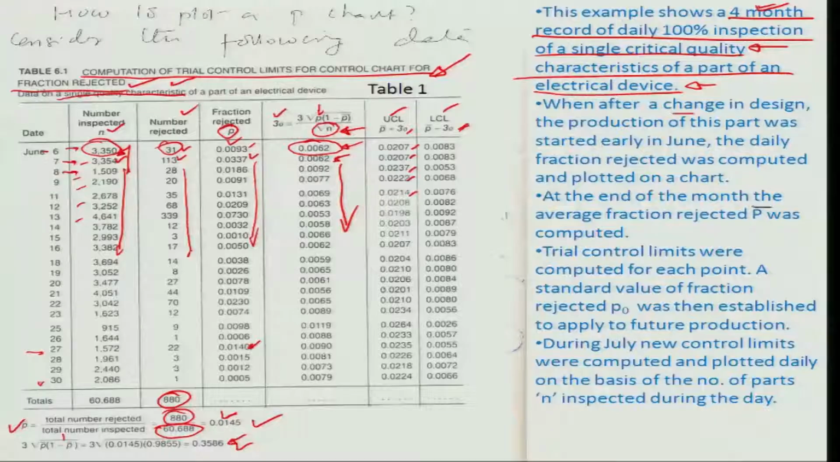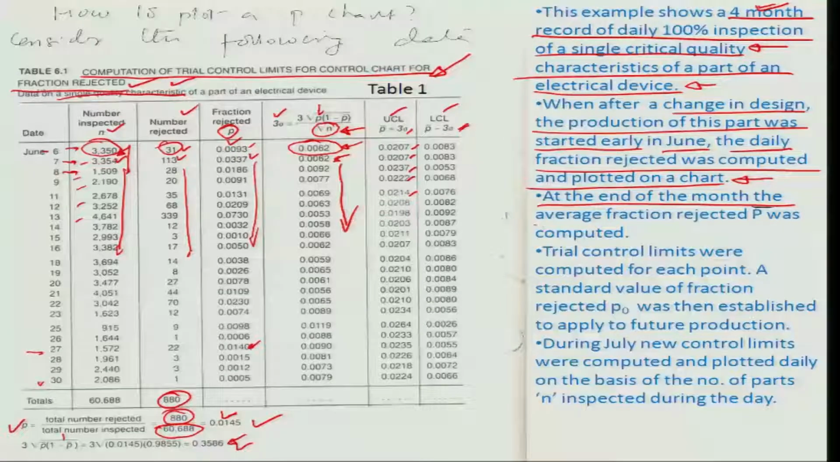so that you can keep plotting the p chart in accordance. After a change in design, the production of this new part was started early in June, the daily fraction rejected was computed and plotted on a chart, and at the end of the month the average fraction rejected, p dash, was computed every time. So, at the end of June, for example, the average fraction rejected is about 1.45%. Okay. So, now the trial control limits have to be plotted for each point.